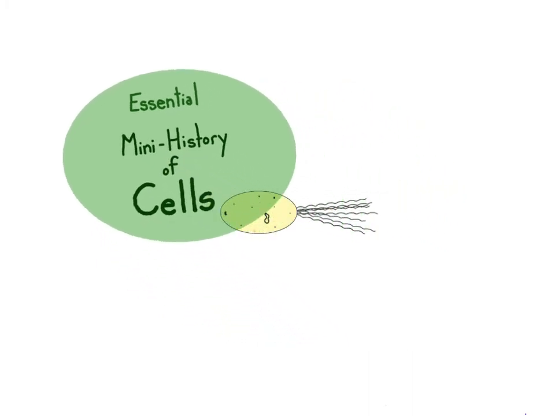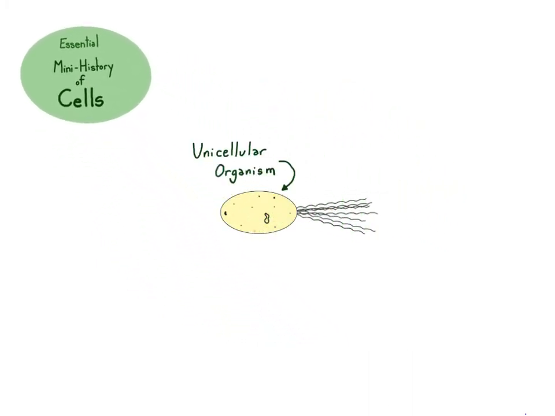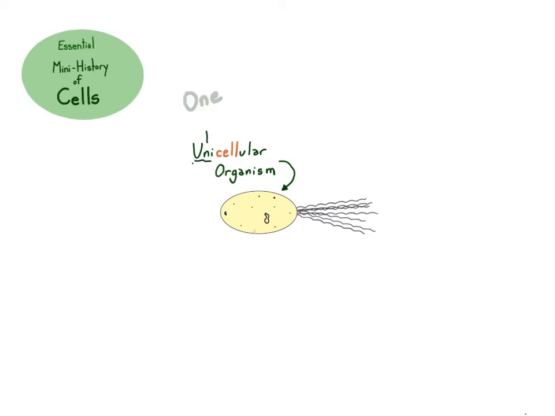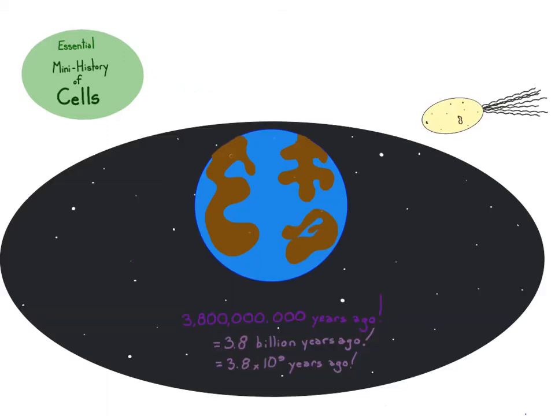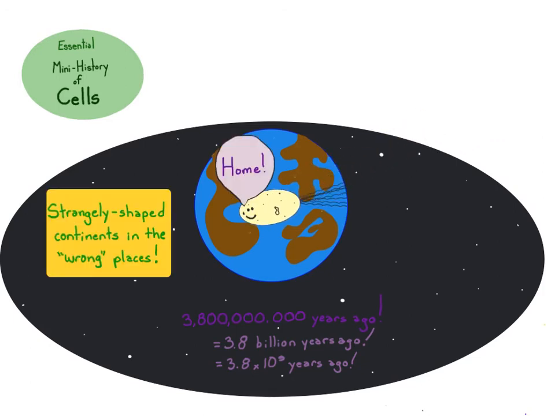Cells make more sense once you realize that life started as single cells, known as unicellular (uni means one) organisms. That was about 3.8 billion years ago, and Earth was very different back then. The continents were in different places and had different shapes. There were no plants or other life forms on land, and there was no oxygen in the air.